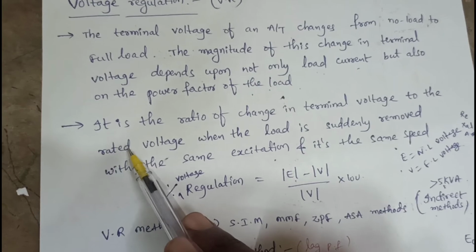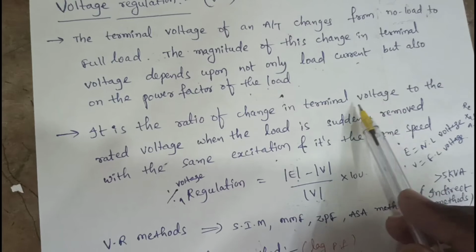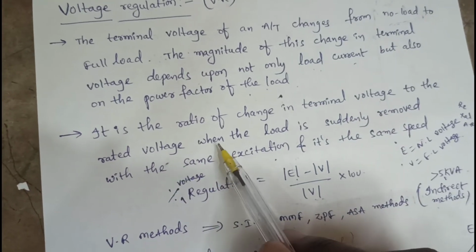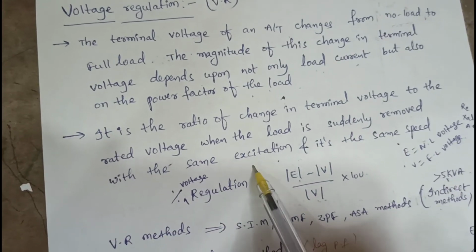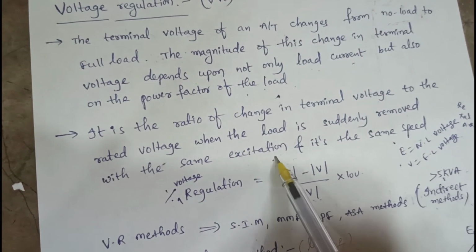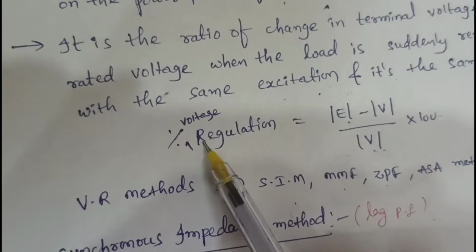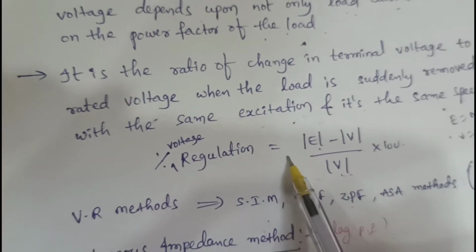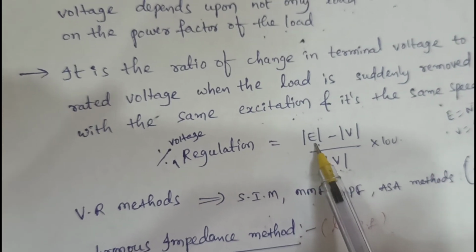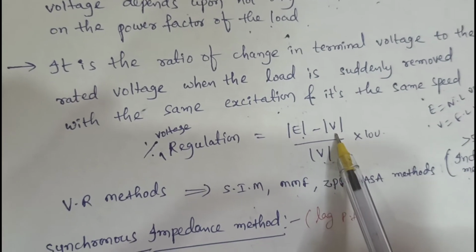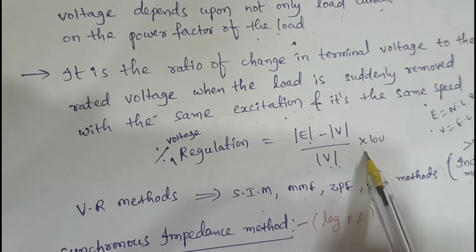And what is the definition of voltage regulation? It is the ratio of change in terminal voltage to the rated voltage when the load is suddenly removed with the same excitation, meaning field current, and the same speed, meaning synchronous speed. So this is the formula for voltage regulation: (E minus V) by V. Here E is the no load voltage and V is the rated voltage. Multiply by 100 for the percentage voltage regulation formula.